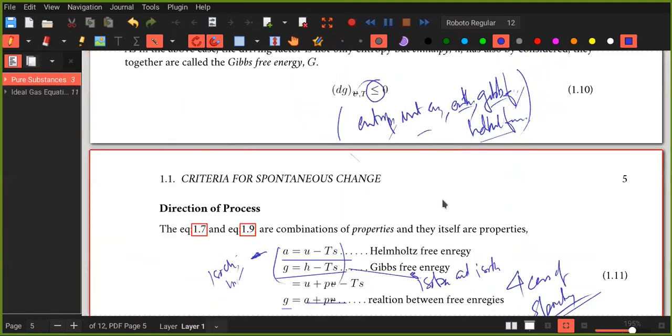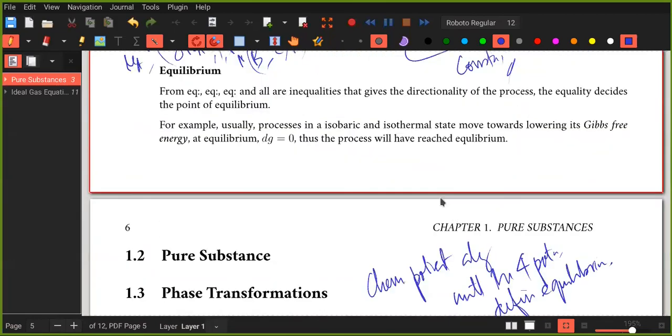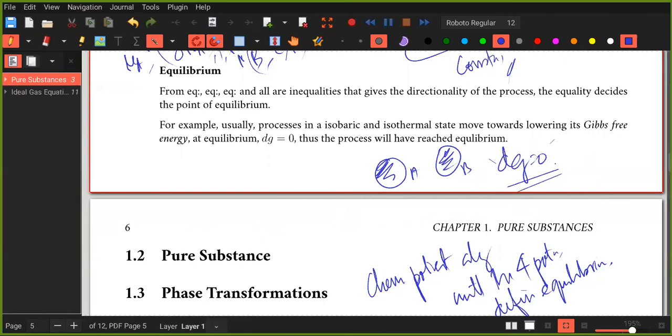So what happens if we have an equality? If we have a system A and surroundings B, and we measure, say, the Gibbs free energy, and we get dG equal to 0, this defines the criteria for equilibrium. So at equilibrium, the potentials will be the same. If we just draw a graph, something like this, this will be the equilibrium point.